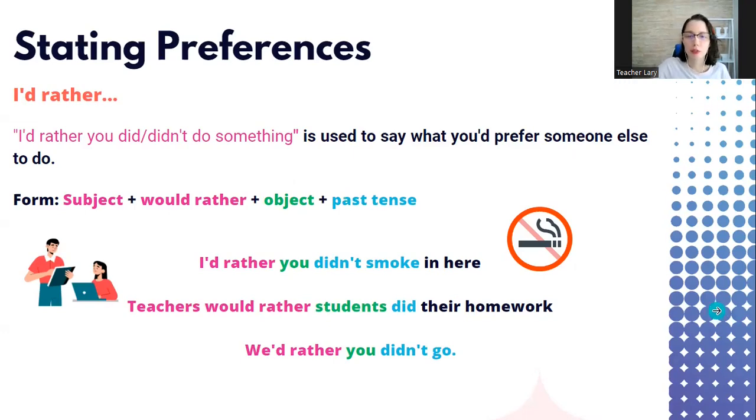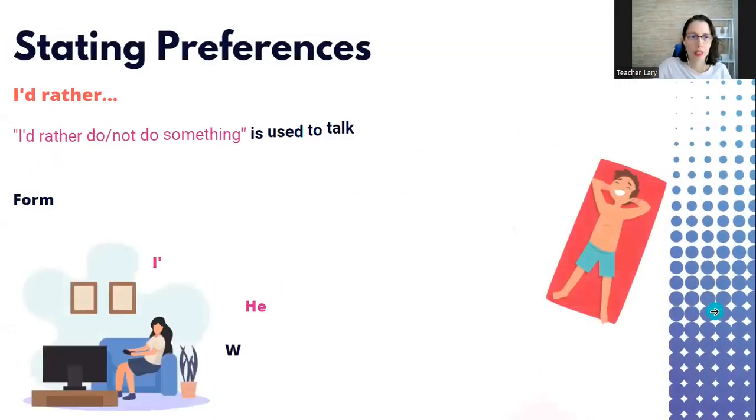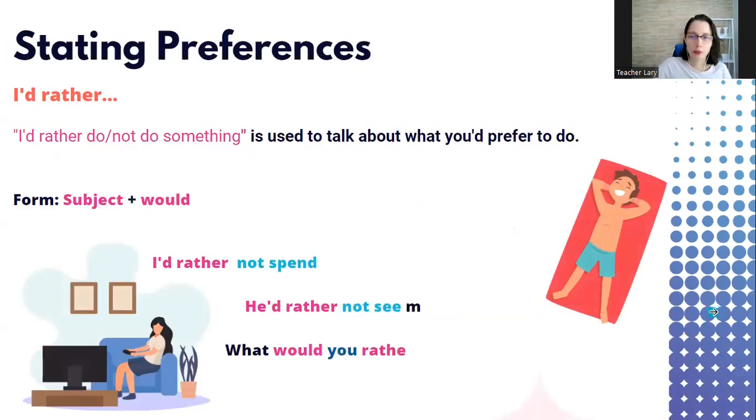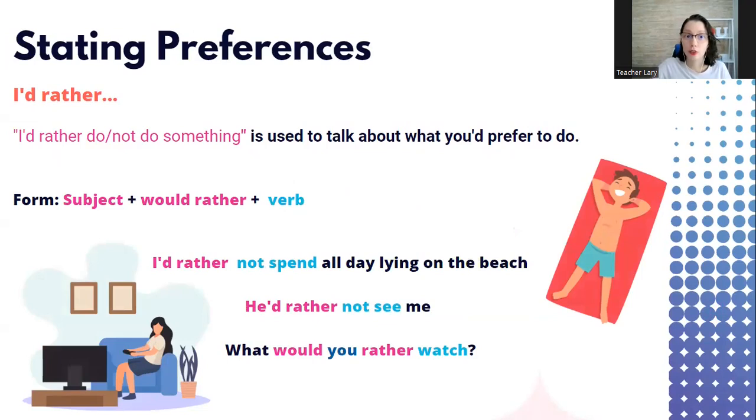Let's see another form with I'd rather. Now, I'd rather do or not do something. It's used to talk about what I'd prefer to do. Okay. Not another person. What I prefer to do. So the form is a little bit different. We use the subject, in this case I, would rather, and the verb, or the contraction as we can see here.